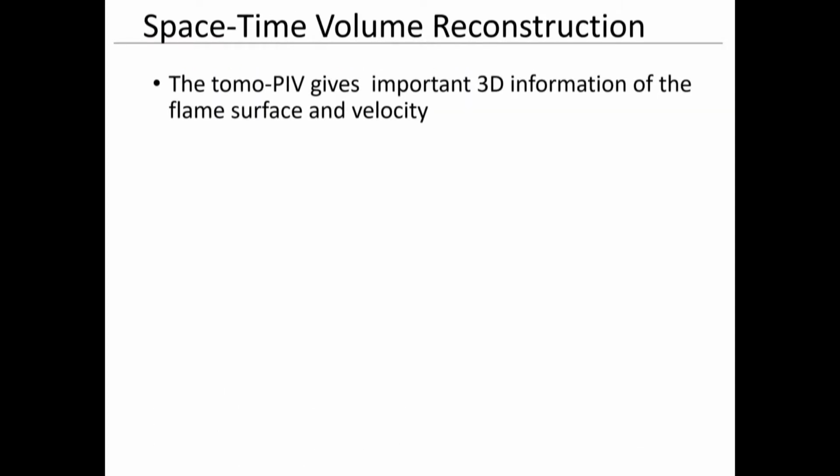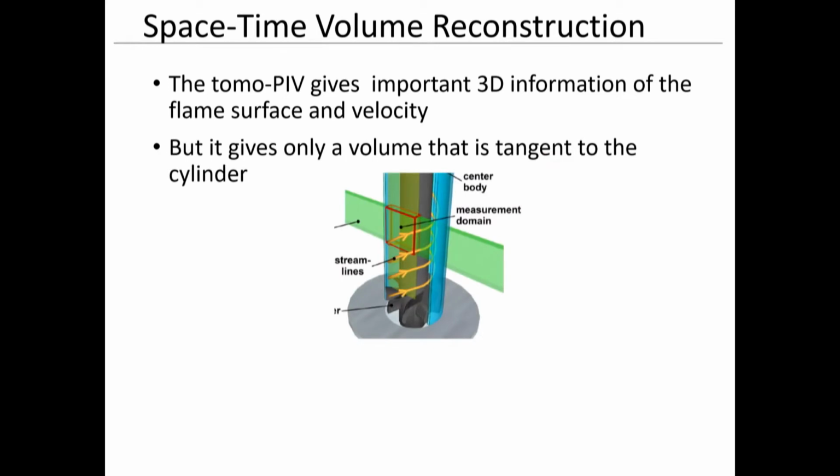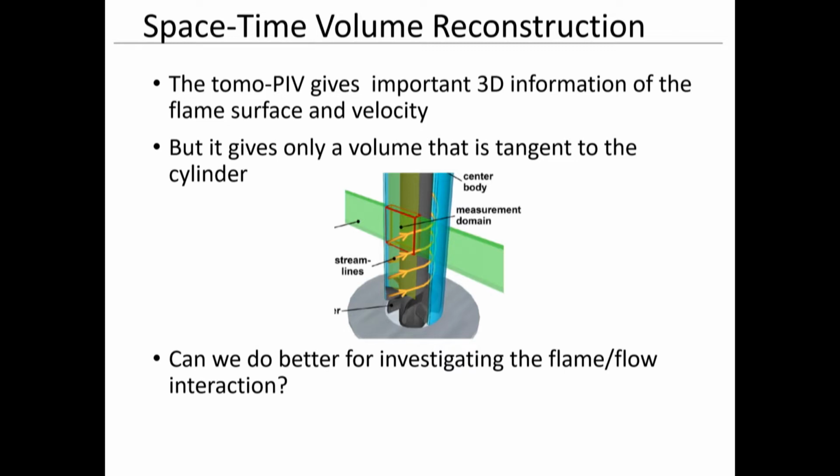Okay, I'm skipping that. All right, we've done some more 3D work, and I would just say that the TOMO technique gives us a lot of really nice information. And our students actually were thinking about it and came up with a really cool idea for how to use our data, and that kind of led to this whole other thing. I kept mentioning that the laser sheet comes in tangent to the cylinder, and that always created problems for us in how we're interpreting what's going on. And so can we do better than that?